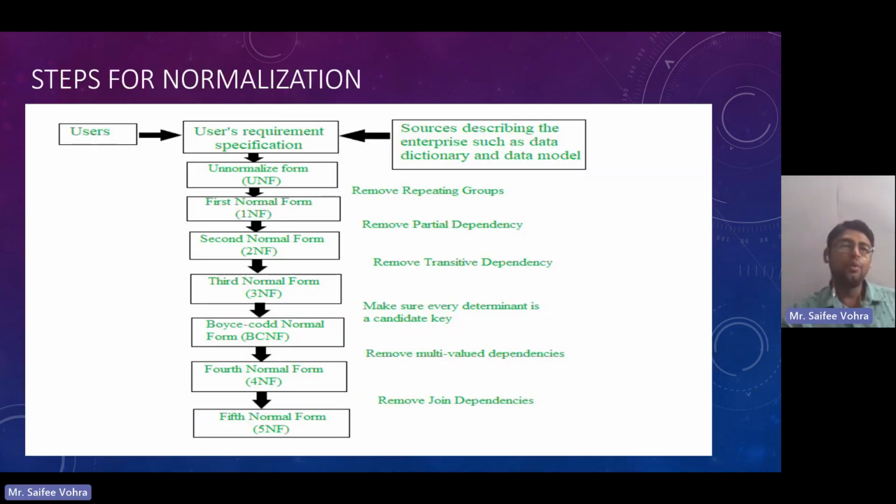These are the steps for normalization. We will have data from the user which is in an unnormalized form, and from that we will create normalized tables in different forms according to their rules.